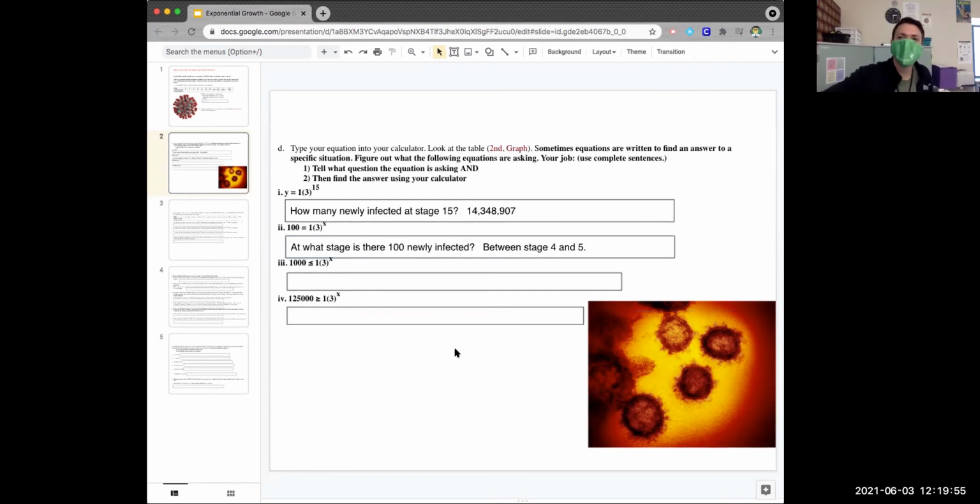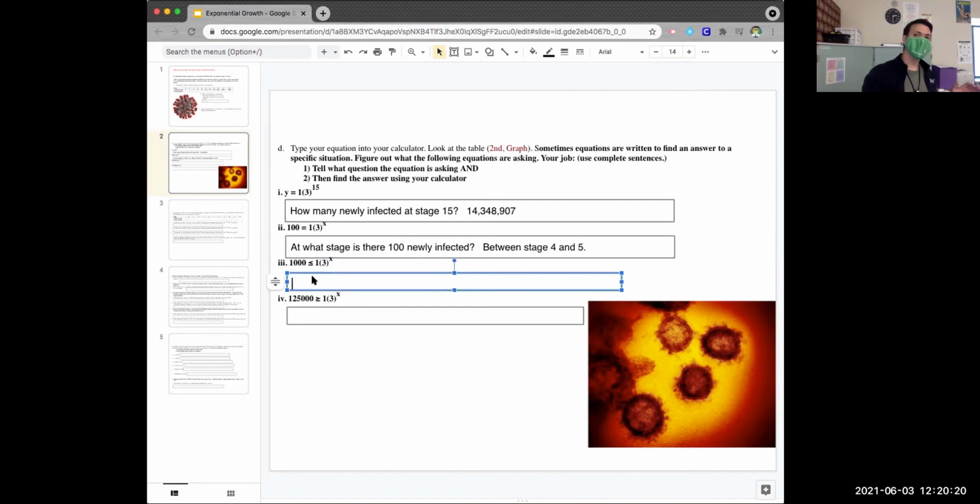Now, this next one's weird. Look at this. We have a 1,000 now out in front, but we have an inequality symbol. Here's how to think about it. It's saying, when is 1,000 less than or equal to our equation? Or when is our equation more than 1,000? And the 1,000 is the newly infected.